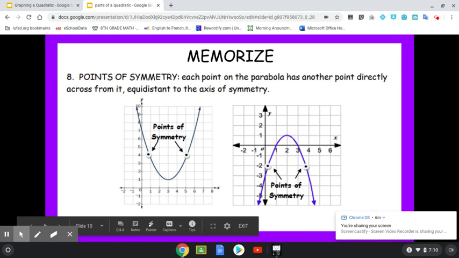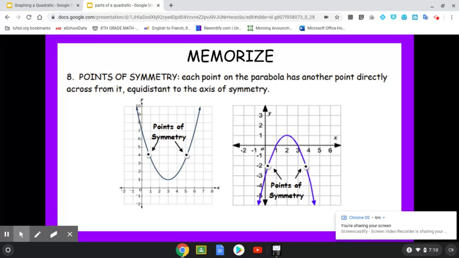And then number 8 are your points of symmetry. Those are the points in our table where we find our rainbow effect, like we call it. Those are the points that are on the exact same spot, but on opposite sides of the axis of symmetry, I guess, for lack of a better term, or exactly at the same position on the parabola, but on opposite sides. Those are your points of symmetry.